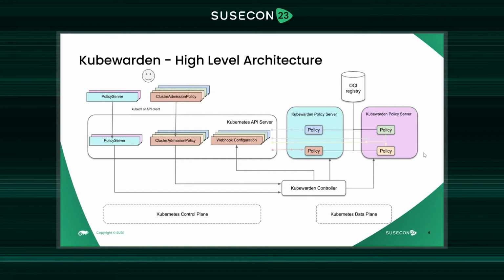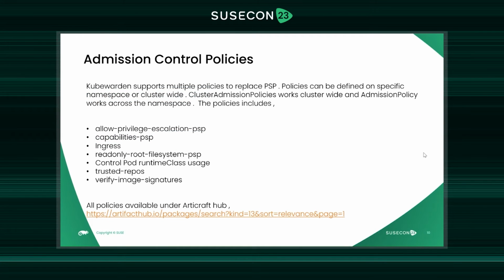These Kubewarden policies can be written using regular programming languages or a domain-specific language. These policies are compiled into WebAssembly modules that are then distributed using traditional container registries. So that's how all these policies get distributed. Kubewarden supports multiple policies to replace pod security policies. As you can see, all existing PSPs are migrated into Kubewarden as policies.